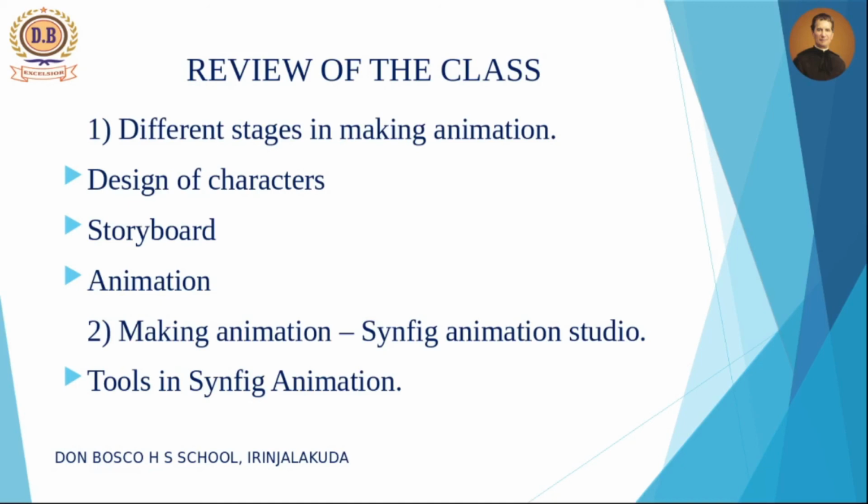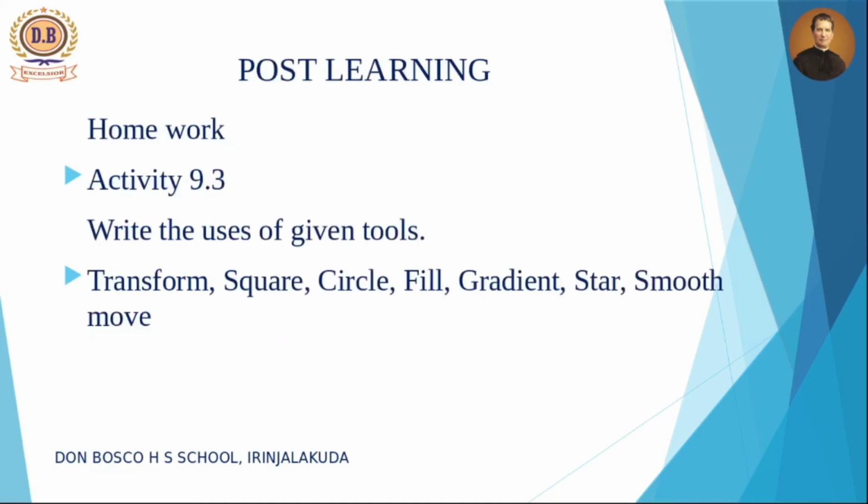So this is all about the first class related to chapter 9. Here is the homework for you. I have already mentioned the homework, activity 9.3 in your textbook. There are some tools given in one table. Write the uses of the given tools. The names of the tools are: transform tool, square tool, circle tool, fill tool, gradient tool, star, smooth move tool. Write the uses of the given tools. It's homework for you, activity 9.3 in your textbook.